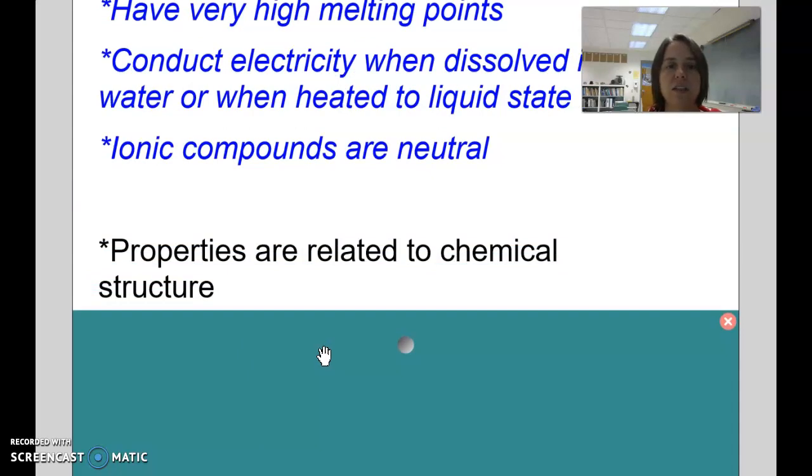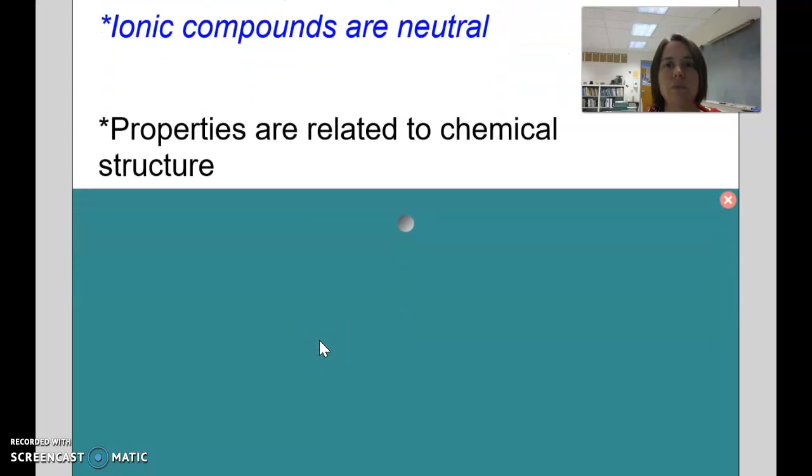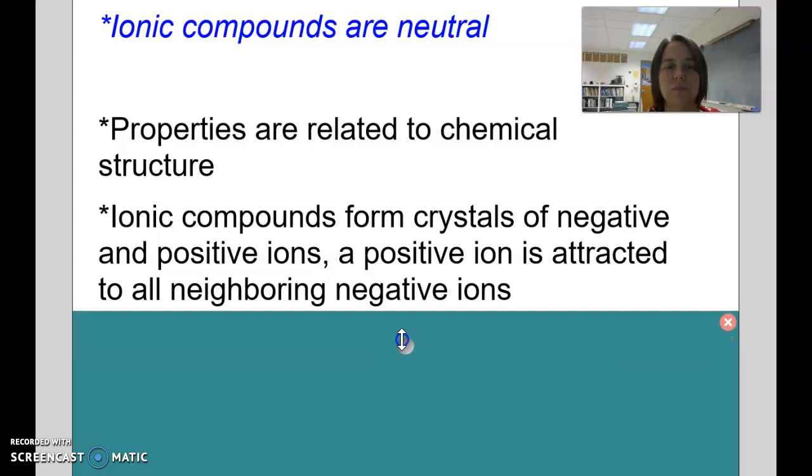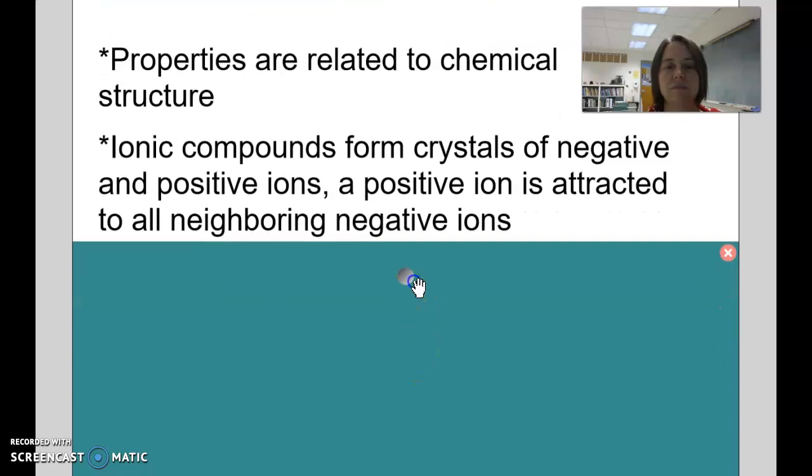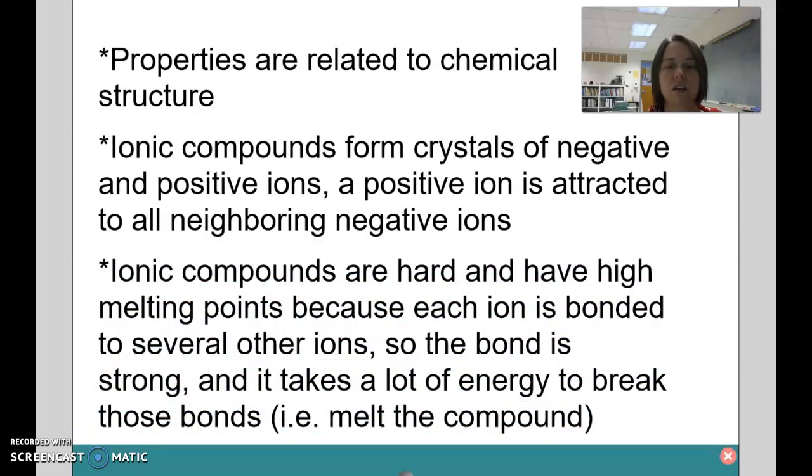I do want you to write this down. Properties that are related to chemical structure. All properties are related to their chemical structure, so let's see how that works. Ionic compounds form crystals of negative and positive ions. A positive ion is attracted to all neighboring negative ions. So what? This means that ionic compounds are hard and have high melting points.